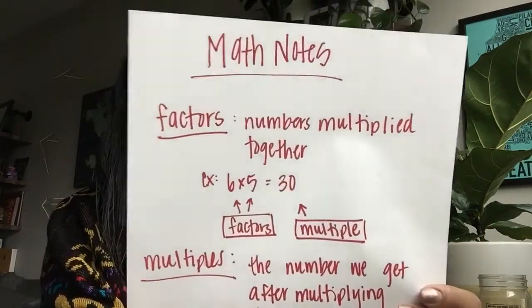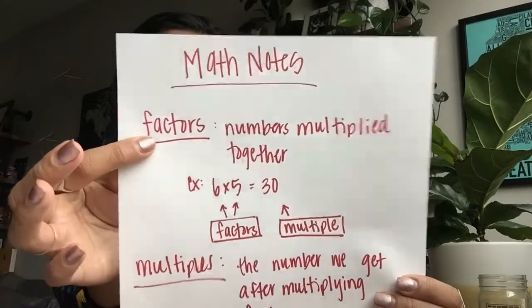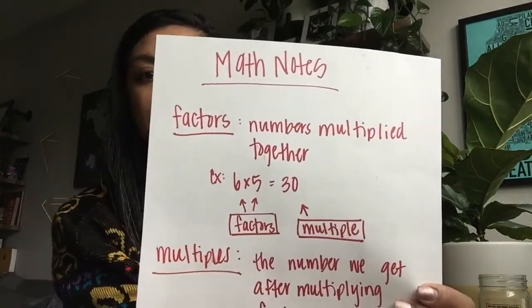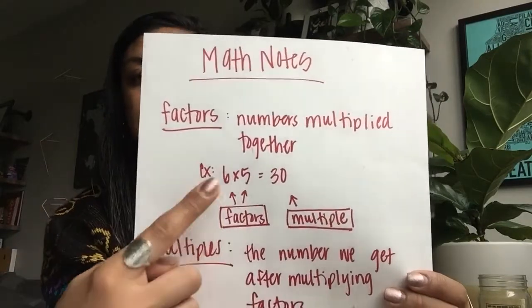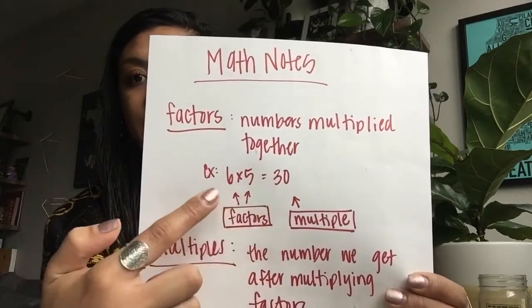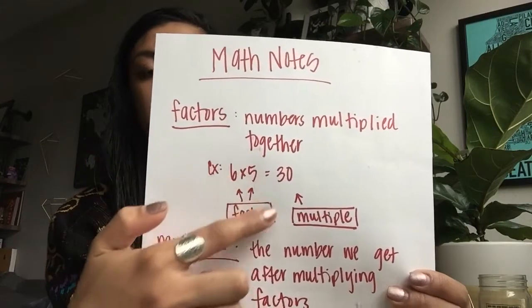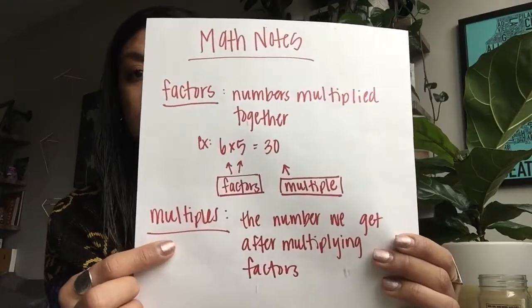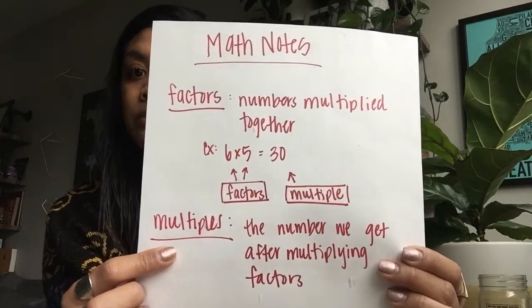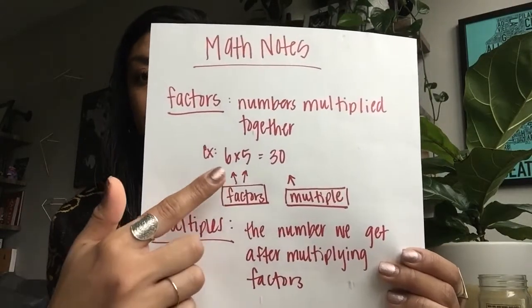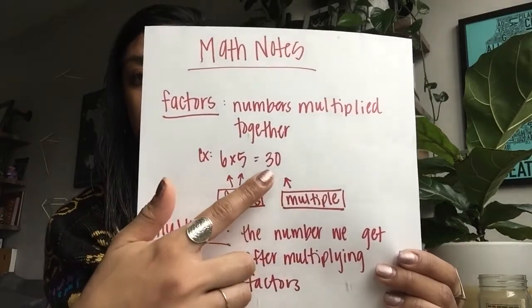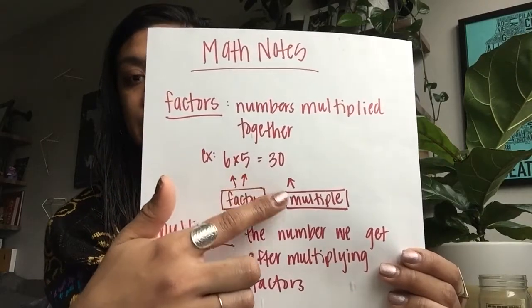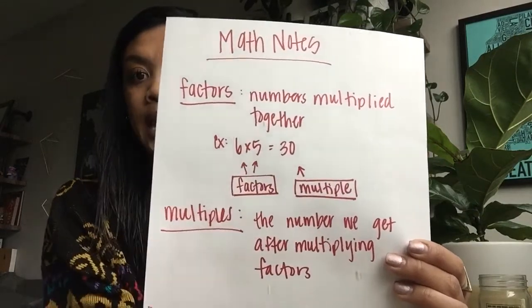Math notes. There are a couple of words that we need to know. Factors, okay? Factors are numbers multiplied together. So in this example, the numbers that are multiplied together are 6 and 5. So those are our factors. 6 times 5 equals 30. Multiples are numbers we get after multiplying factors. So if you go back to the example, a multiple is 30. 6 times 5 are the factors, and 30 is the multiple, because it is the number we get after multiplying the factors.